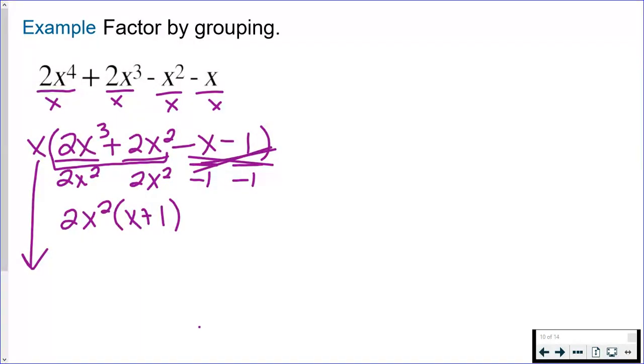So I'm going to take out a -1. Okay, I'm taking out a -1, so that's going to go in front. And now I have x plus 1 left over because I'm dividing both of them by -1.